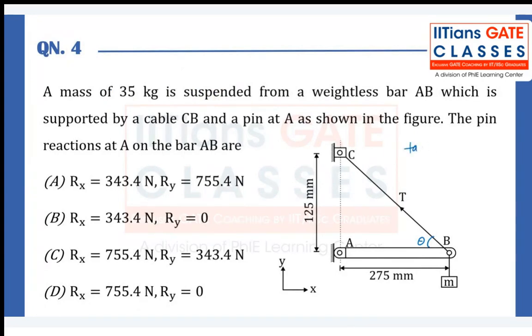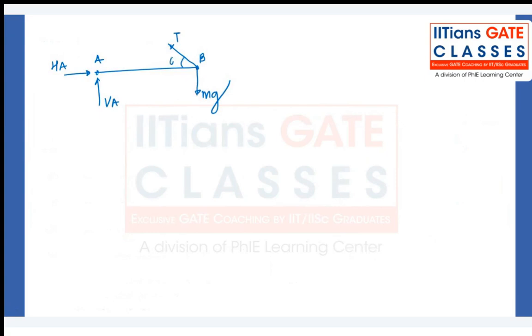We can say tan of theta is equal to 125 divided by 275. So theta will be tan inverse of this, which is close to 24.44 degrees. Now, using this, let's call this as a theta. So this is how the free body diagram of the bar AB will look like.